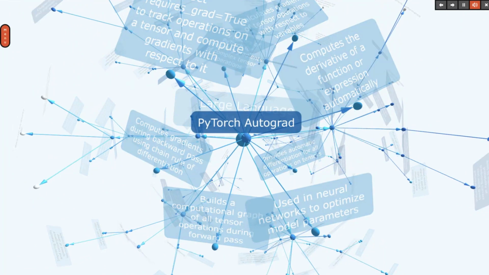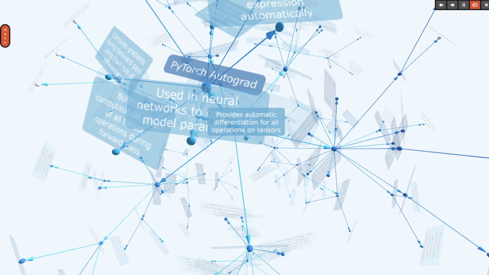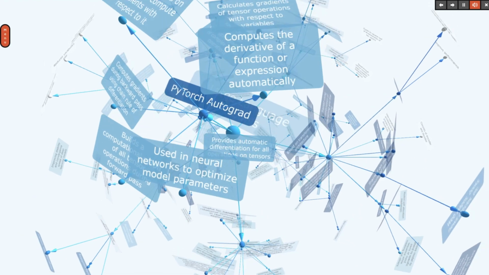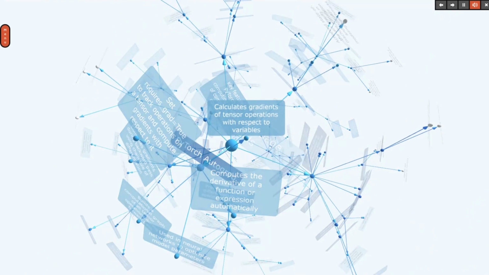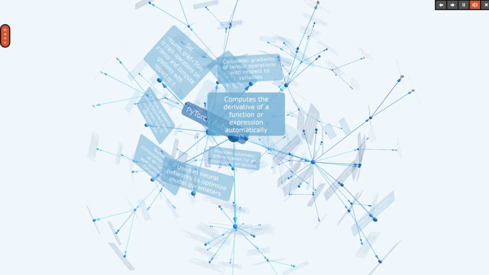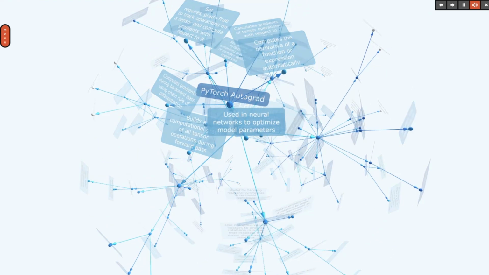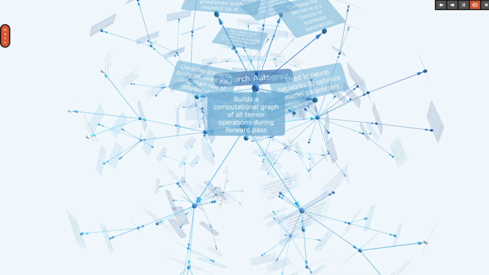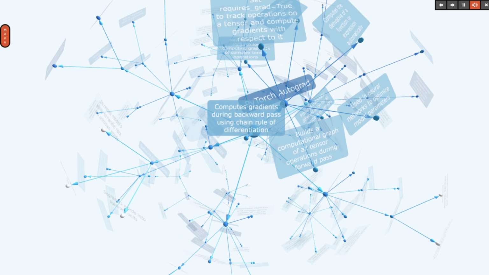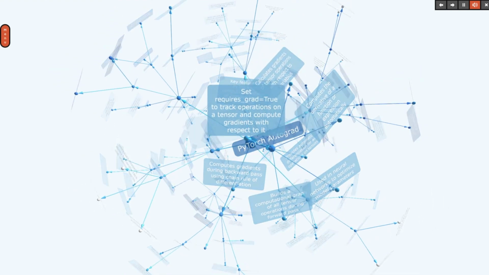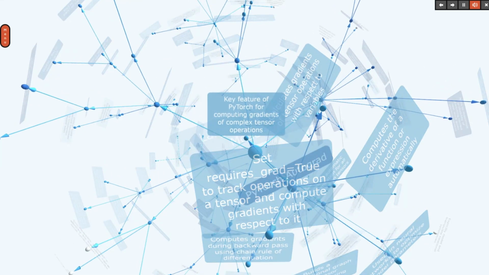PyTorch AutoGrad. Provides automatic differentiation for all operations on tensors. Calculates gradients of tensor operations with respect to variables. Computes the derivative of a function or expression automatically. Used in neural networks to optimize model parameters. Builds a computational graph of all tensor operations during forward pass. Computes gradients during backward pass using chain rule of differentiation. Set requires_grad equals true to track operations on a tensor and compute gradients with respect to it. Key feature of PyTorch for computing gradients of complex tensor operations.